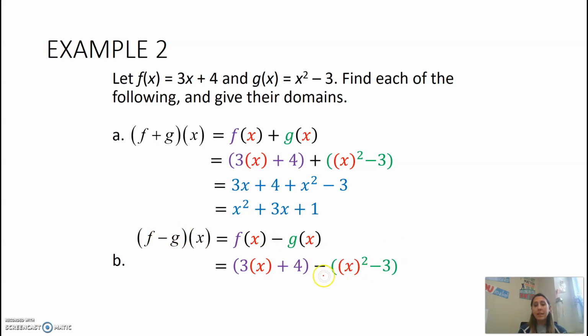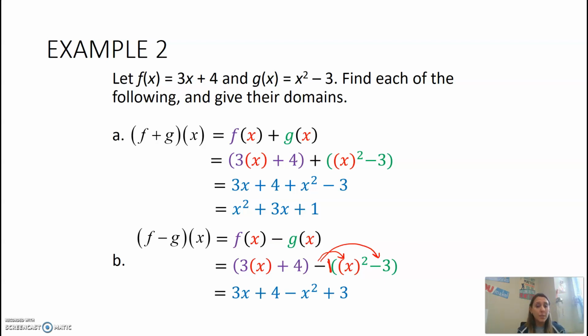The biggest thing that we need to remember is that we have to distribute the negative to there, and we need to distribute it to this. So one thing that students said will help them remember is that there's a negative 1 in front of that. So we want to do negative 1 times x squared and negative 1 times negative 3, which is going to be positive 3.